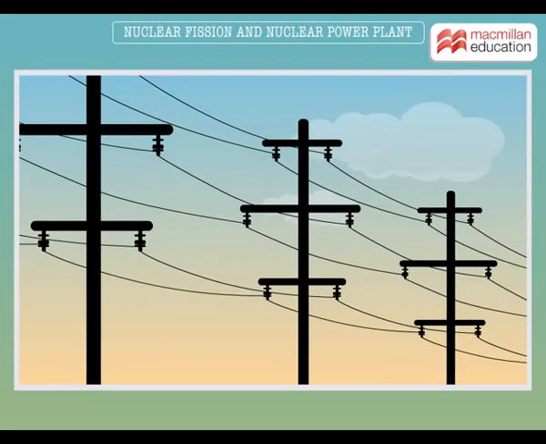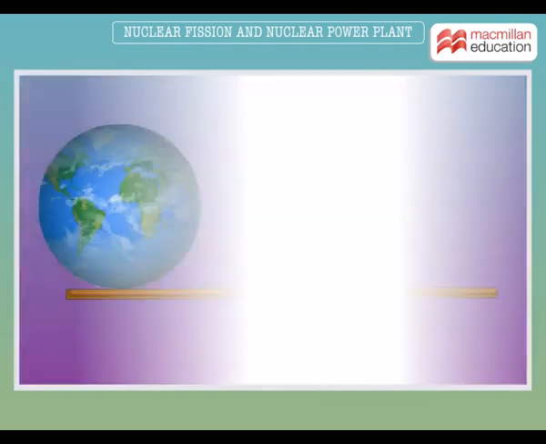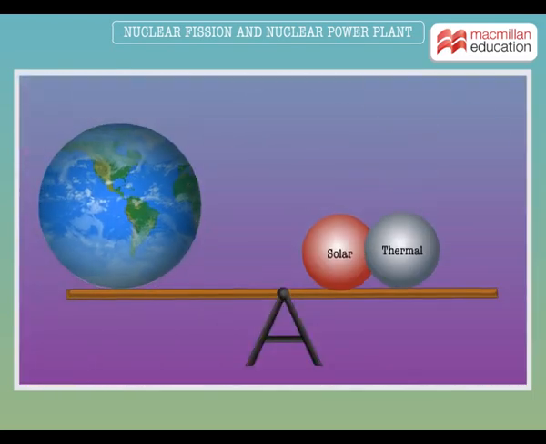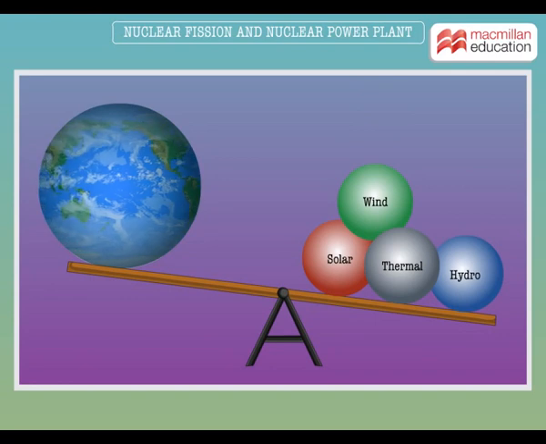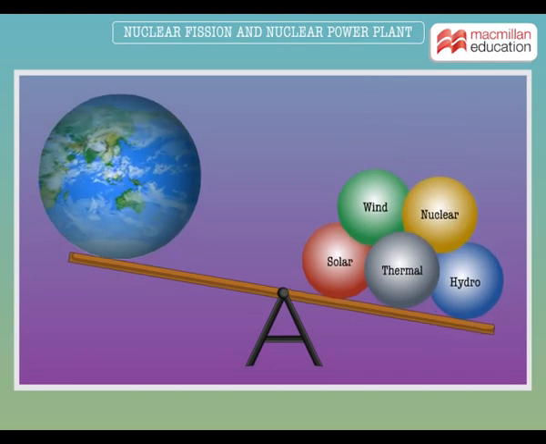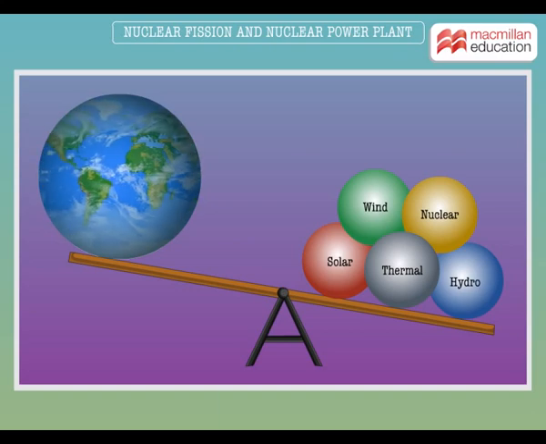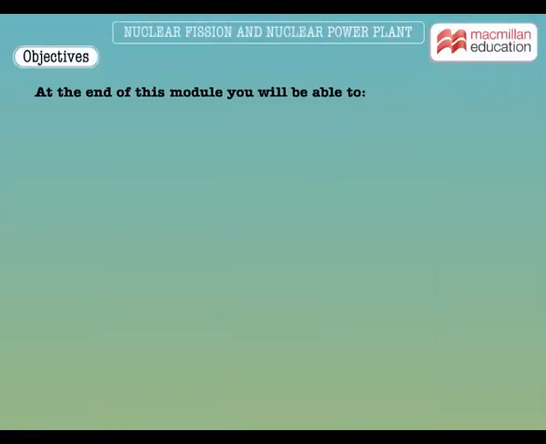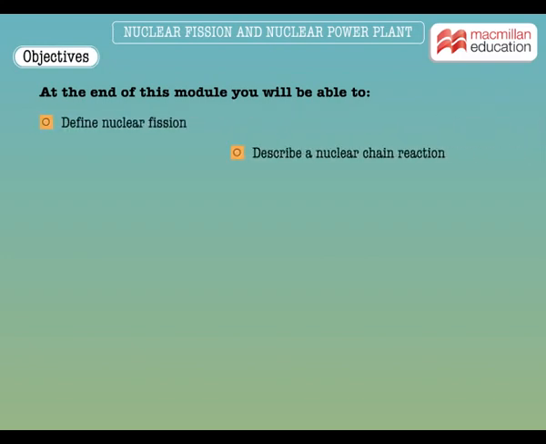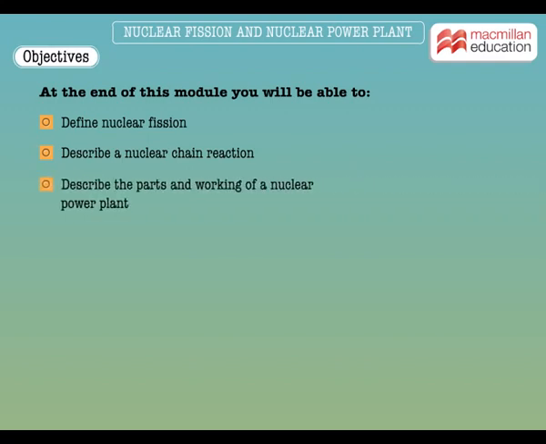To meet the enormous demand for electricity, the quest for newer ways of generating electricity continues. Nuclear reactions are one of the most important sources used for generating electricity. At the end of this module, you will be able to define nuclear fission, describe a nuclear chain reaction, and describe the parts and working of a nuclear power plant.